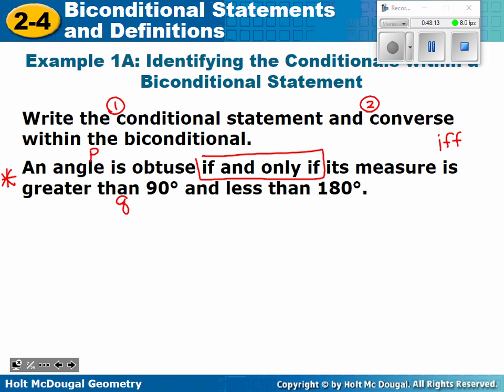So you're going to write it for this sentence. So let's start with the conditional. And on your homework, make sure you identify which one is which. So conditional and then converse. Don't just write sentences. Make sure you identify which one's which. So what would the conditional say?